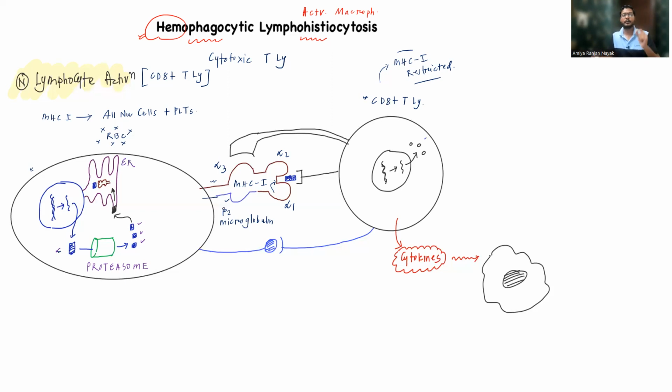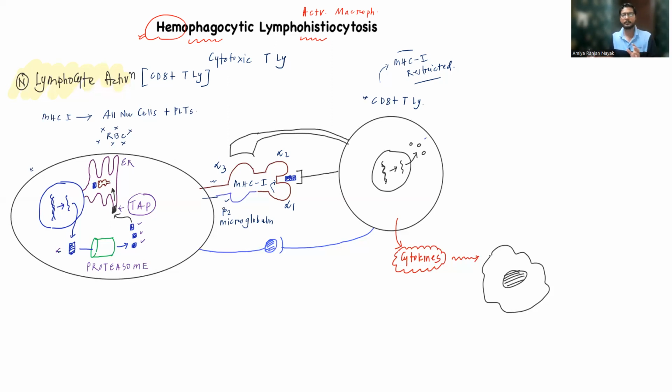These peptide fragments, or you can say the antigens, will be taken up into the endoplasmic reticulum with the help of a protein that is known as TAP protein. So this is the TAP protein. What is the full form of TAP? TAP is transporter associated with antigen processing. So this protein will take up the antigen into the endoplasmic reticulum.